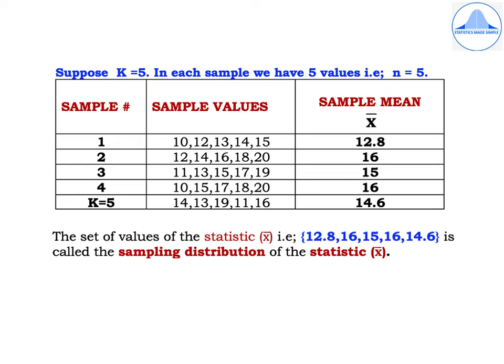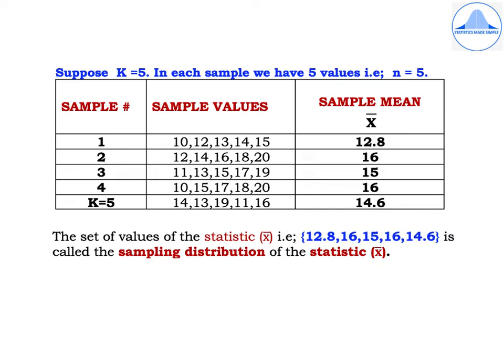What I explained in the paragraph in the previous slide can be easily understood by this example, which is in a tabular form. Now suppose k is equal to 5. That means we have 5 samples, and in each sample we will have 5 values. In other words, the size of each sample, that is small n, is equal to 5. So in the first column I have sample number 1, 2, 3, 4, 5. And the sample values, I have 5 values for each of the 5 samples.